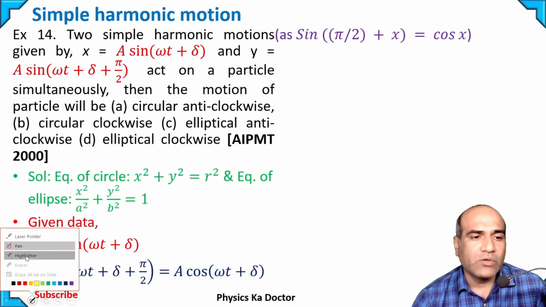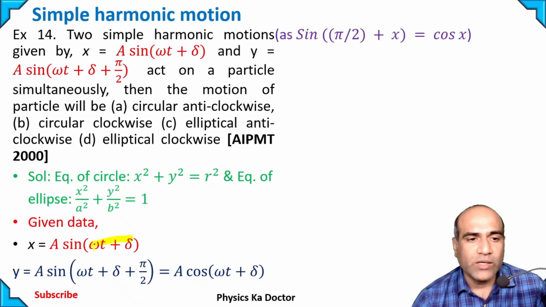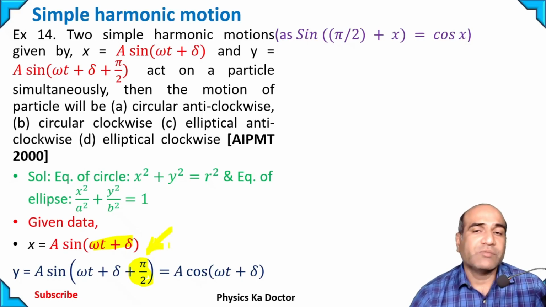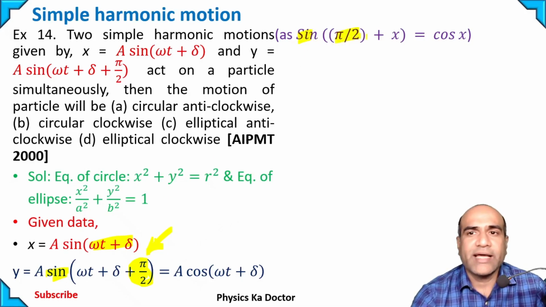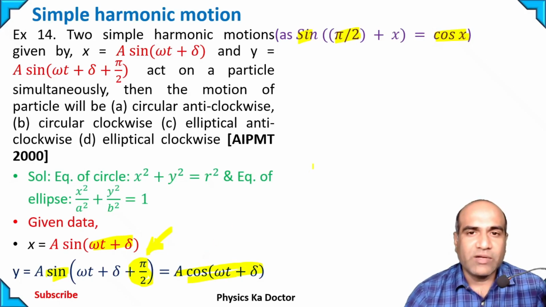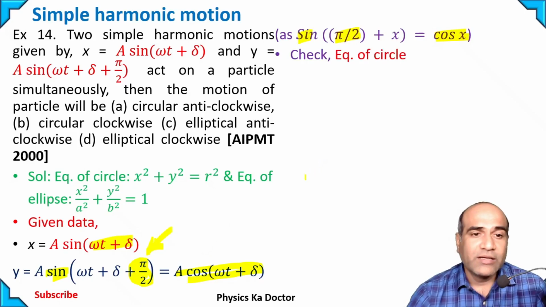How do we make both the angles equal? We know that plus pi by 2, plus pi, whatever, we can change by using pi by 2 or plus pi by 2. If you want to convert sine to cos, there are options. Sine of pi by 2 plus x becomes cos. So it becomes a cos omega t plus delta. So x is a sin omega t plus delta and y is a cos omega t plus delta. That is our equation.